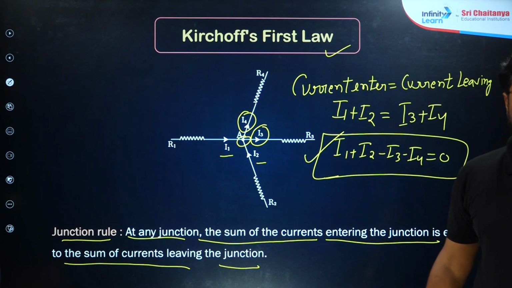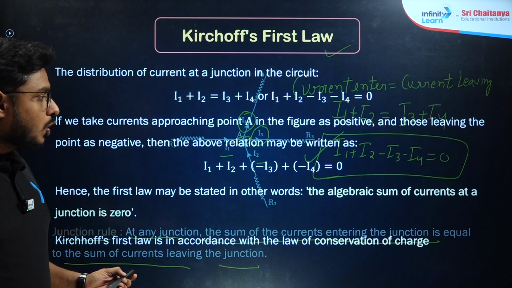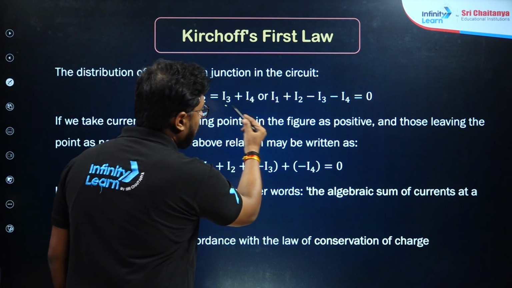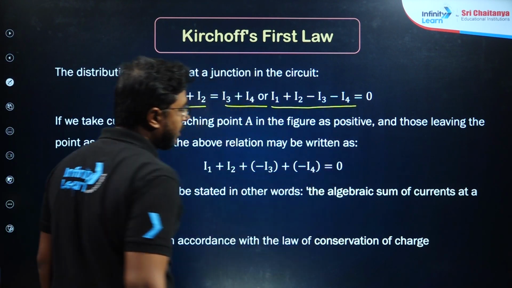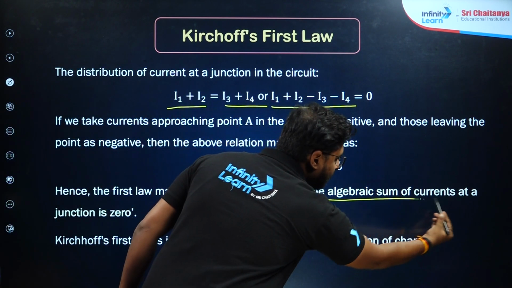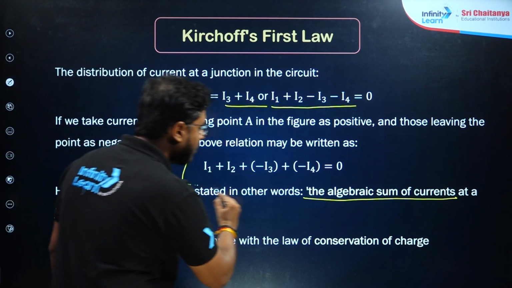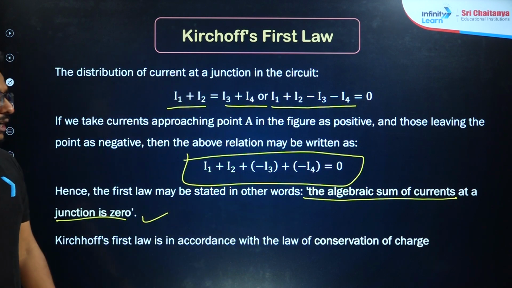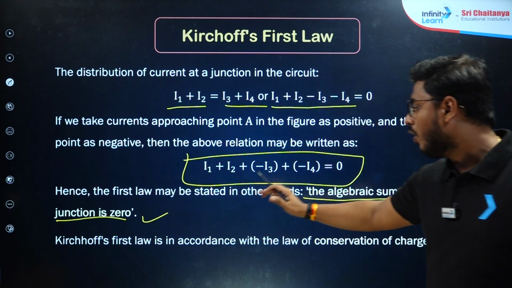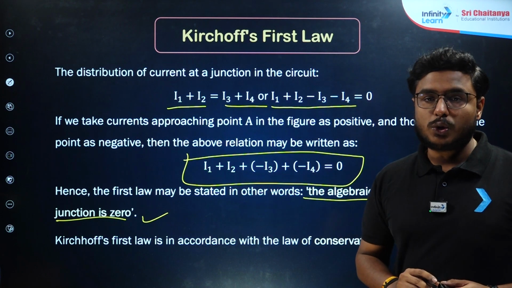From this expression we can define the law again. When we get I1 plus I2 equals I3 plus I4, or I1 plus I2 minus I3 minus I4 equals 0, we can say that the algebraic sum of currents at a junction is 0. So Kirchhoff's first law can also be stated as: the algebraic sum of current at a junction is equal to 0.